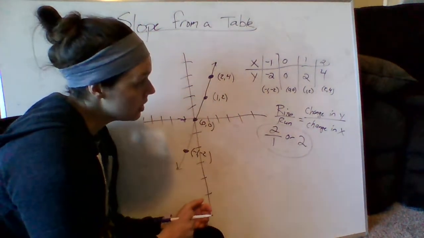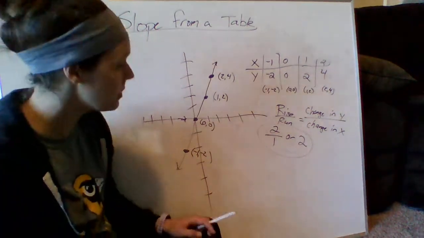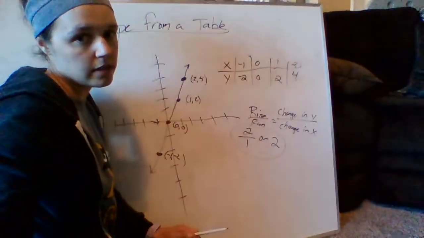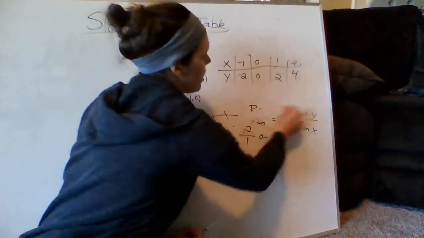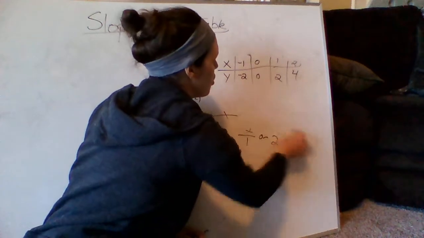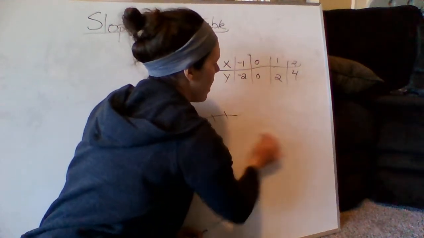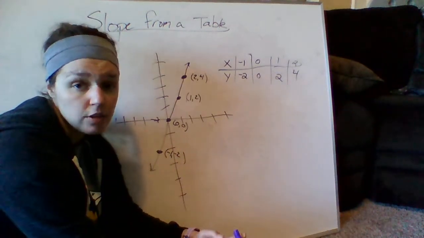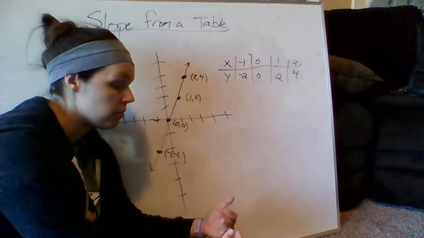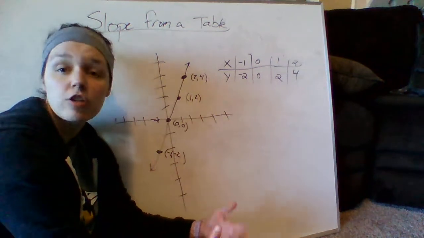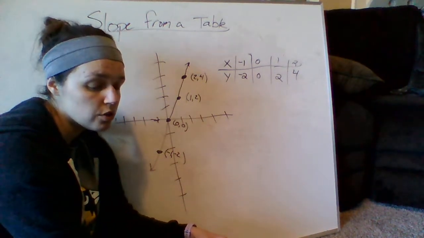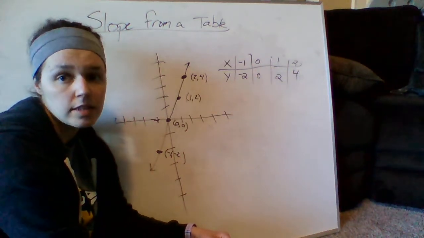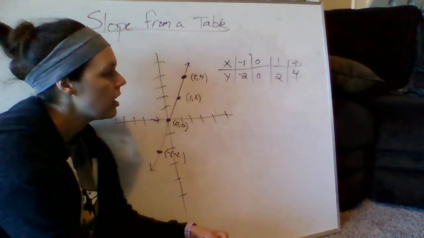Now, let's look at it from the table perspective. From the table's perspective, you're trying to figure out how much your y's are changing by and how much your x's are changing by. Now these are linear, and that's really important to know. What does that mean? They make a straight line. In order for something to make a straight line, you have to have a pattern that's the same thing.